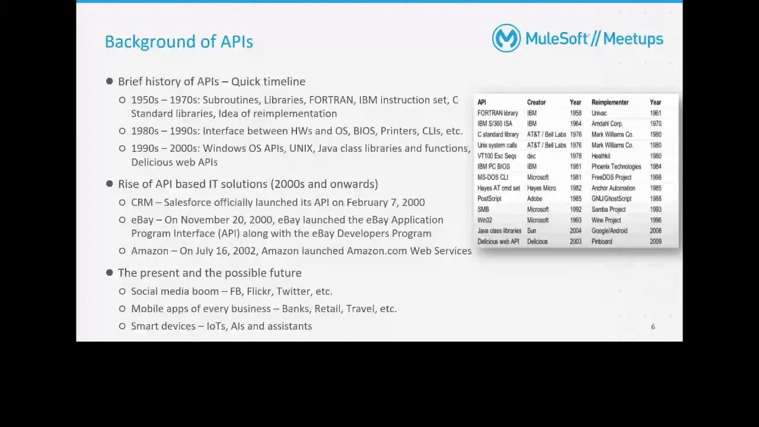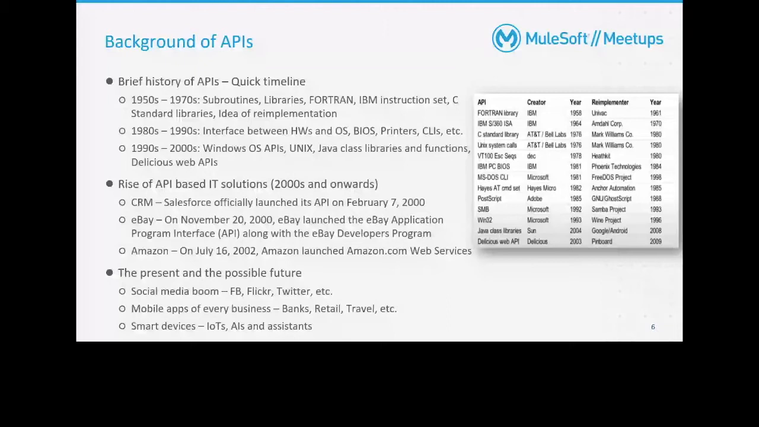So in the present time, there's been a social media boom. Facebook, Flickr, Twitter, these guys started launching their services. They realized that APIs are the best way to have data exchange between applications across devices and be platform independent. So we saw a large number of social media companies starting to come up.